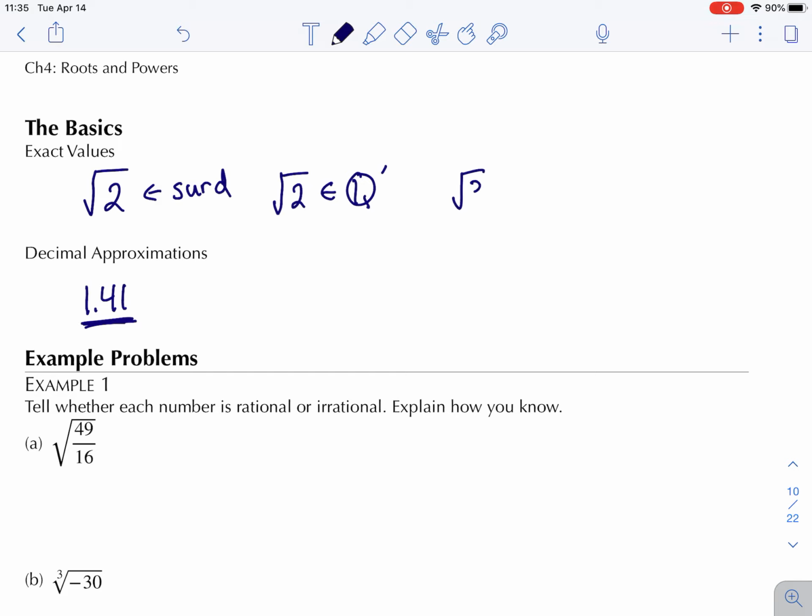Right? The square root of 3 is an exact value, and the approximation for the square root of 3 is 1.73. So the decimal approximation is 1.73. It's often easier to use exact values in mathematical formulas rather than having to use our decimal approximations. It's also more exact to be able to use the exact value in math rather than having to use a decimal approximation.